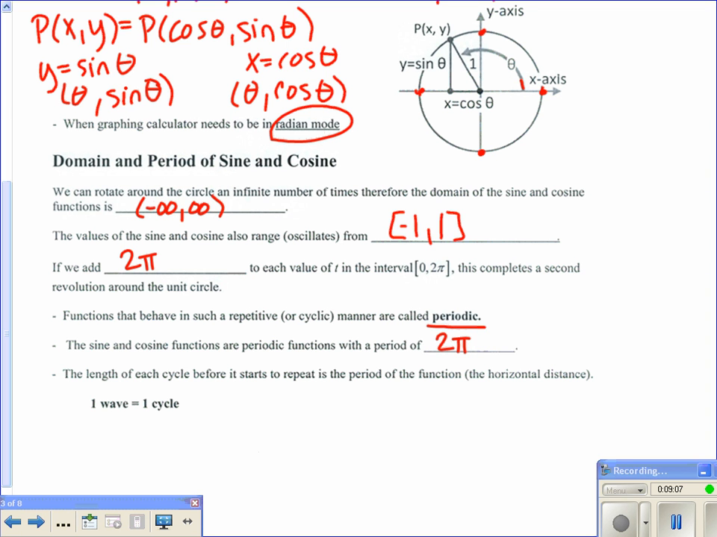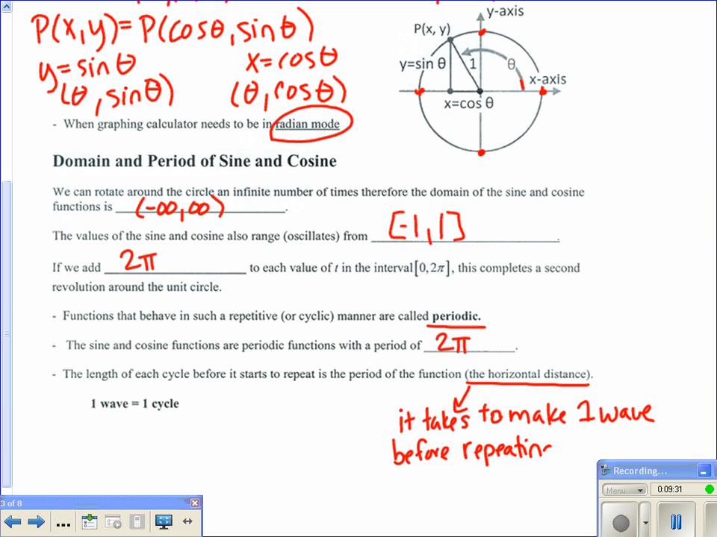So the length of each cycle before it starts to repeat is the period of the function, and again, that's the horizontal distance. So it's the horizontal distance it takes to make one wave before repeating. And so because of that, we know that one wave equals one cycle, which is the period of our graph.